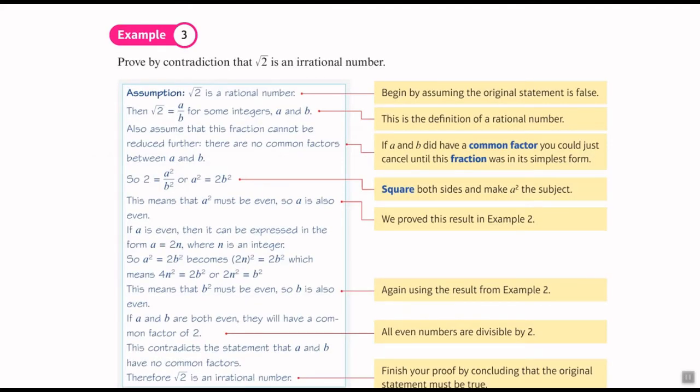Example 3. Prove by contradiction that root 2 is an irrational number.